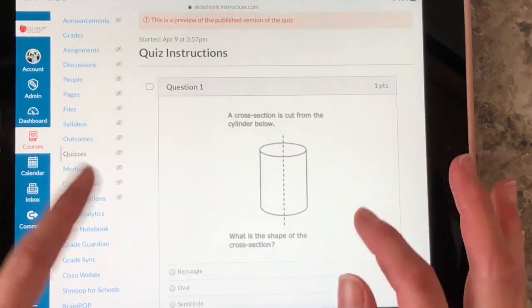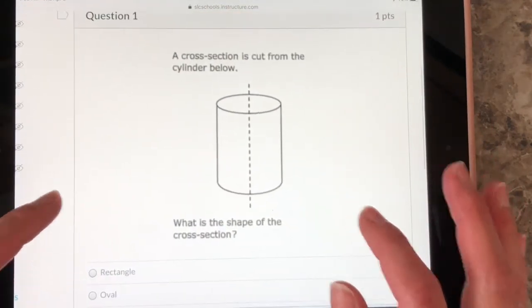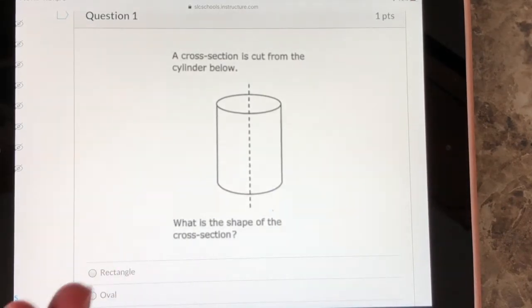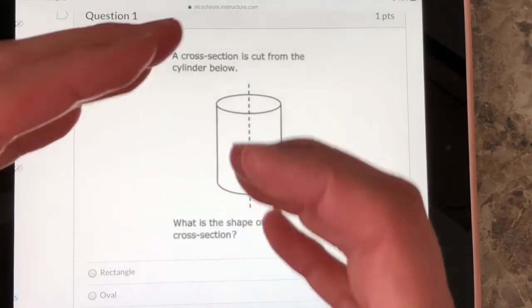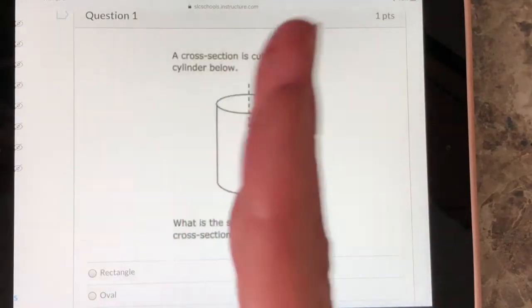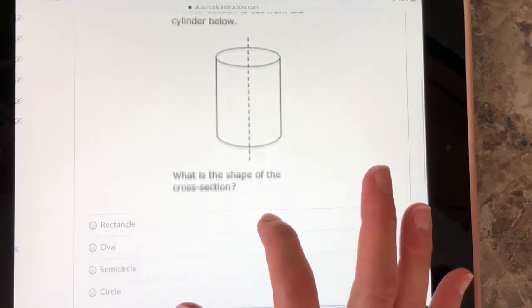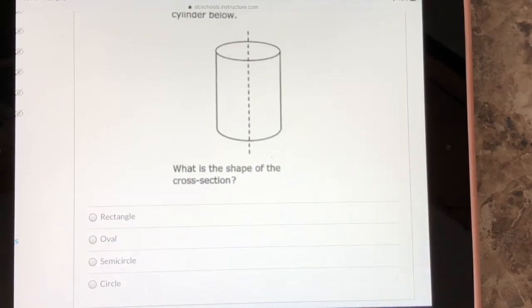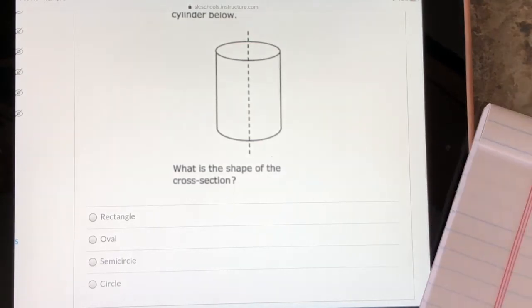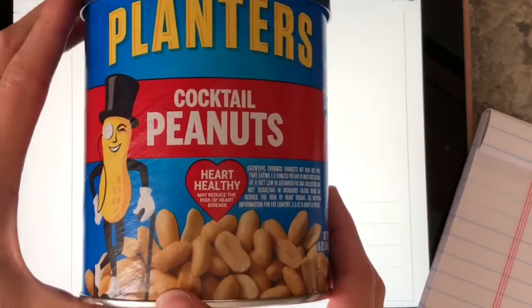In this quiz, question 1, a cross section is cut from the cylinder below. That means that this cylinder, this can of soup, was cut directly down the center. And the question is asking, what is the shape of that cross section? So I want to challenge you guys to find something in your house that is cylindrical, which means the shape of a cylinder. I'm going to grab a can of soup. I grabbed cocktail peanuts. Oh my gosh, and of course it's ginormous.